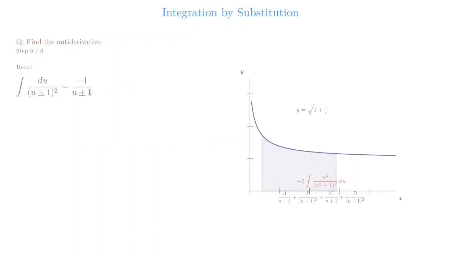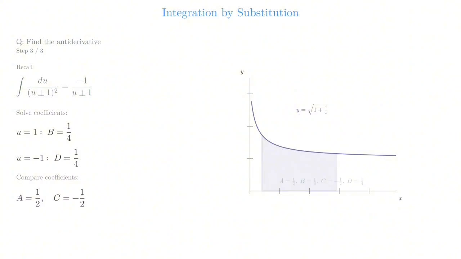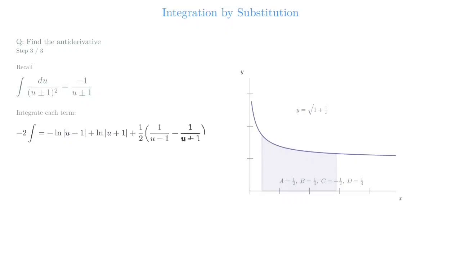Step 3. We find the coefficients by substituting convenient values of u, then integrate each fraction. Setting u equals 1 gives b equals 1/4. Setting u equals negative 1 gives d equals 1/4. Comparing remaining coefficients, a equals 1/2 and c equals negative 1/2. Integrating each term and multiplying by negative 2, we get negative natural log of |u minus 1| plus natural log of |u plus 1| plus 1/2 times (1 over u minus 1 minus 1 over u plus 1). This simplifies to natural log of the absolute value of (u plus 1) over (u minus 1) plus u over (u squared minus 1) plus c.